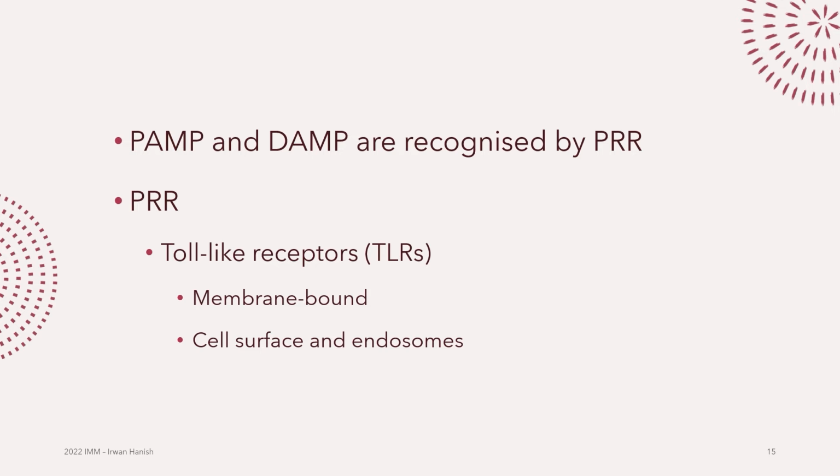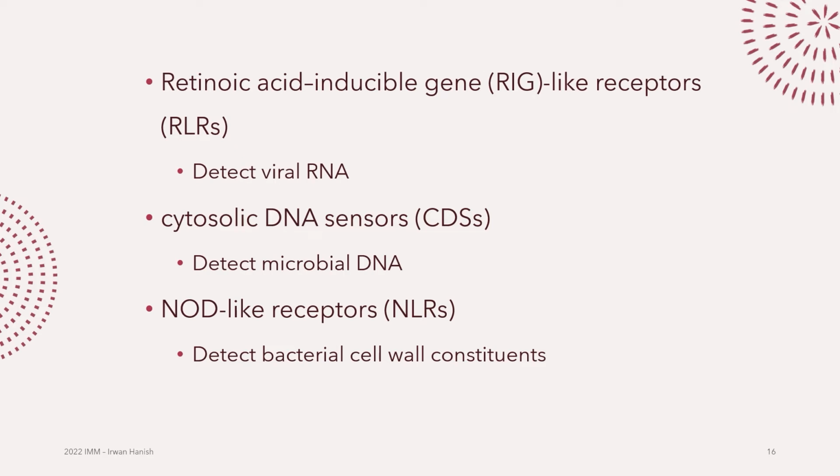So secondly, antigens and immunogens are detected by antibodies or T-cell receptors. PAMPs and DAMPs are recognized by PRRs, or pattern recognition receptors. Examples of pattern recognition receptors are toll-like receptors, which we can find on the cell surface or on the endosomes. Another example of pattern recognition receptor is retinoic acid-inducible gene-like receptors.